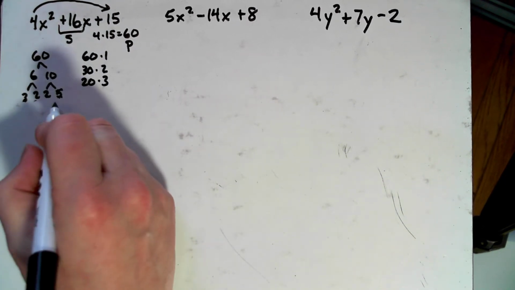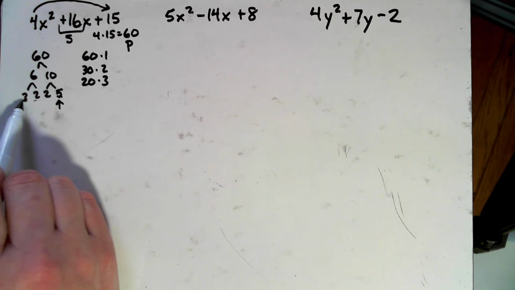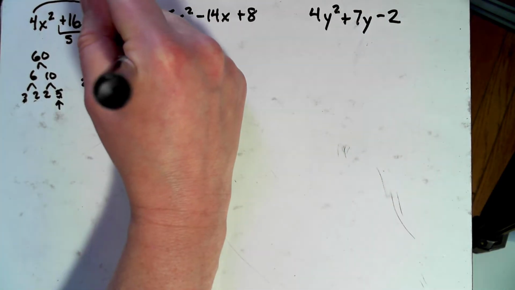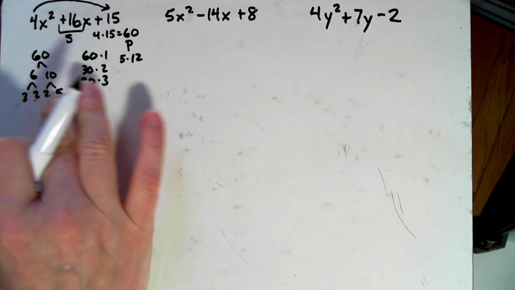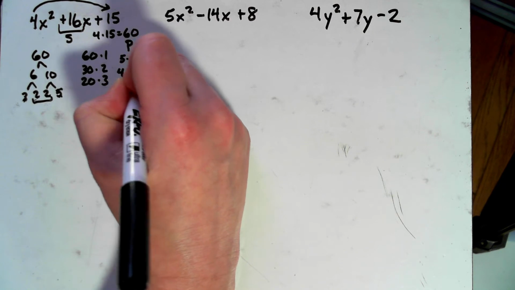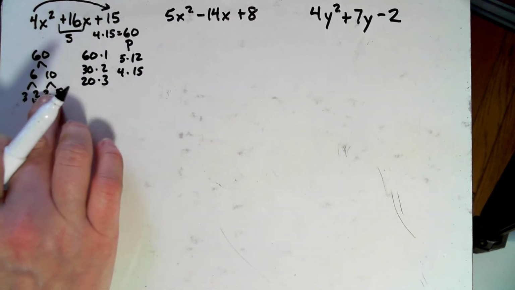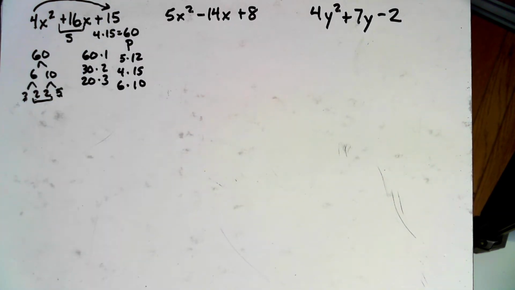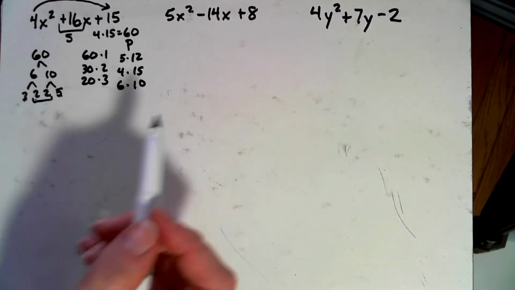Okay, and I could do 5 times 12, and I could do, let's see, this is 4 times 15, and I think that's all of them. Oh, I forgot 6 times 10, the best one. Okay, so we have all of these numbers now.